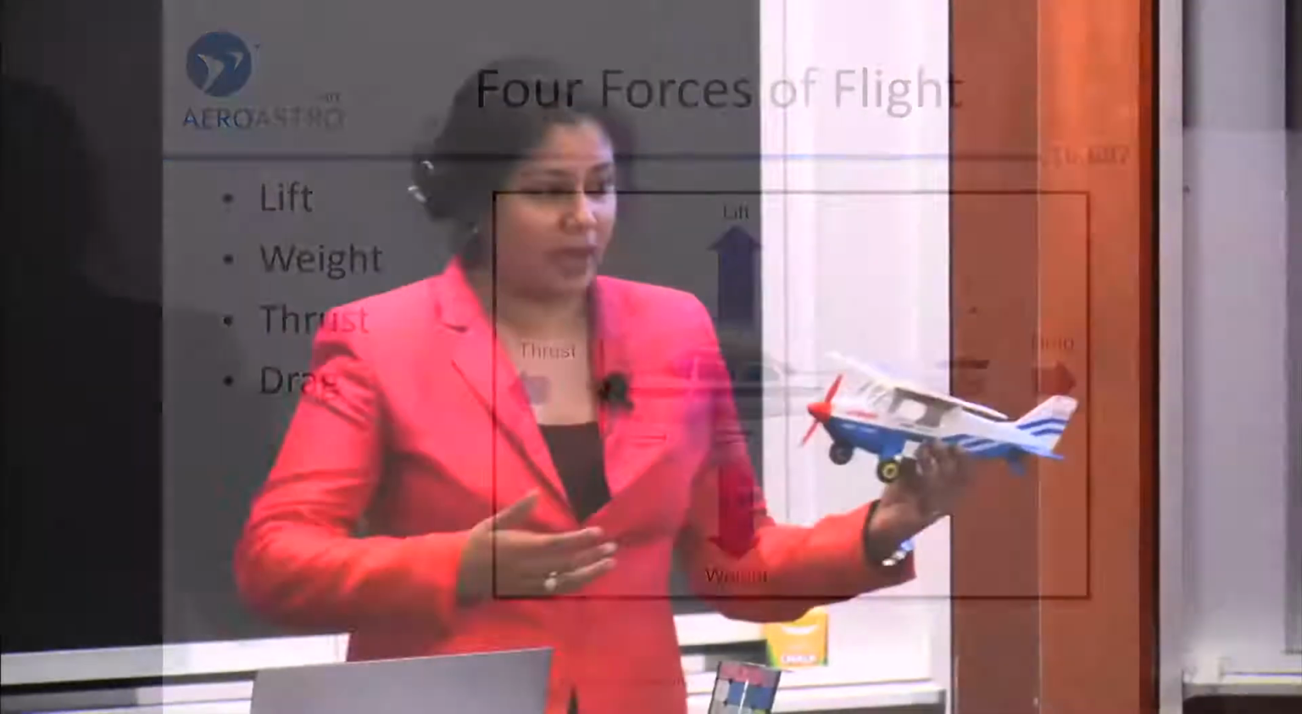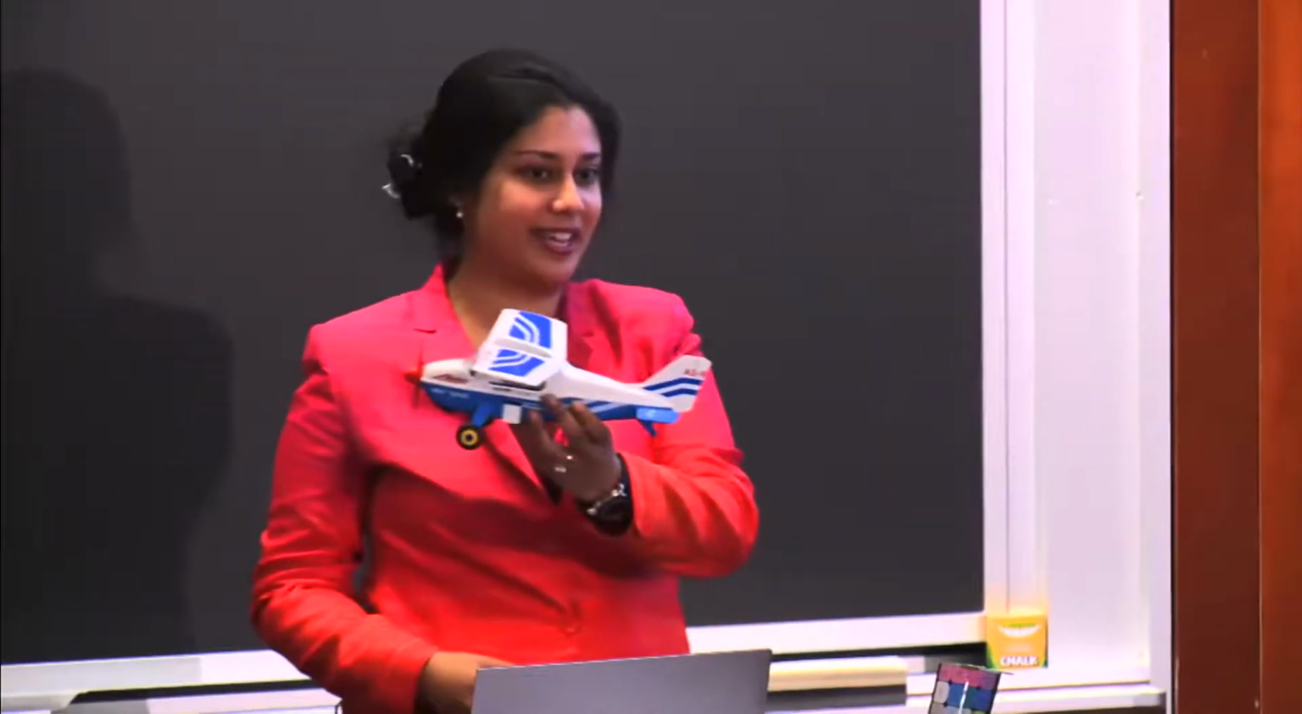So in order for an airplane to go up, the lift has to exceed the weight, and in order for the airplane to go forward, the thrust has to exceed the drag. Those are the main four forces we're going to be working with today.